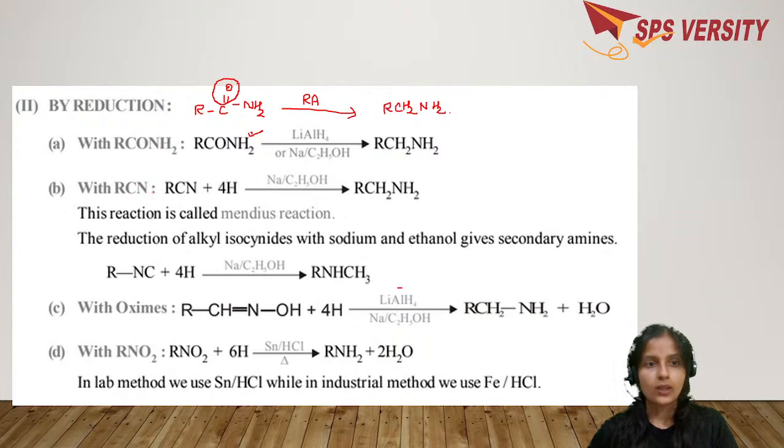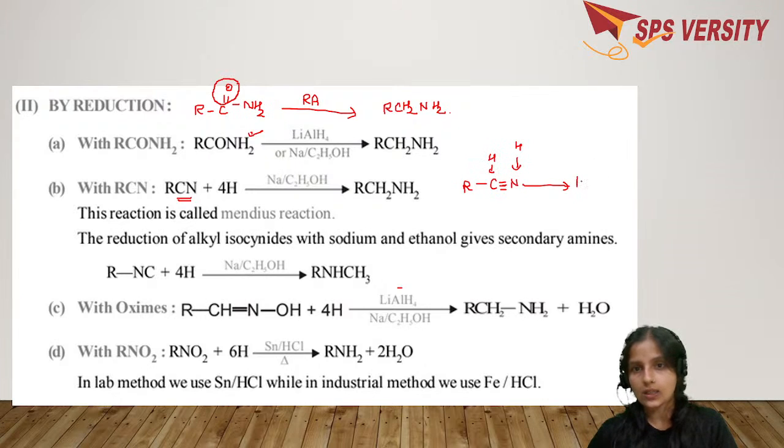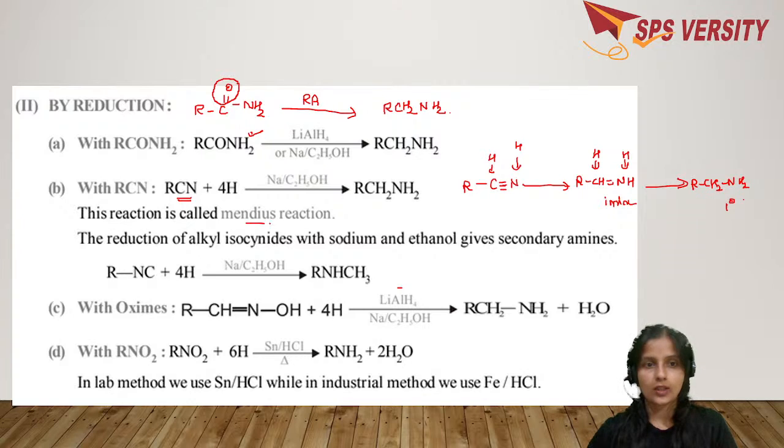And the second one, with the alkyl cyanides. When alkyl cyanide is treated with sodium over ethanol, so you have R C triple bond N, the hydrogen may get added over here like this, and you get RCH double bond NH, which is called an imine, which on further reduction, hydrogen gets added and you get RCH2NH2, which is a primary amine. This particular reaction is called the Mendius reaction. In this method, you can't prepare the secondary and the tertiary amines.